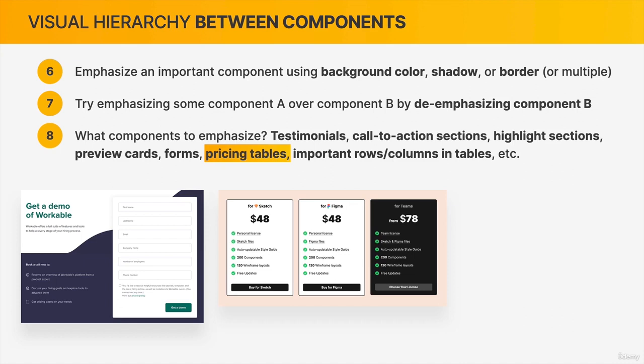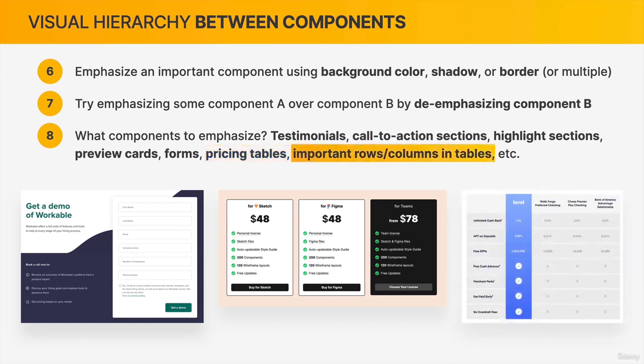Because actually, we have an entire big lecture all about different components. And finally, as we already saw a bit earlier, we can also highlight or emphasize an important row or an important column in a table. And of course, this list of examples is not exhaustive. There are many components which can use some emphasizing.